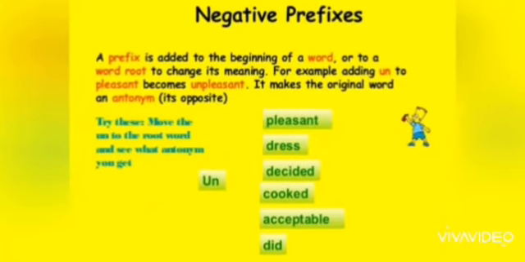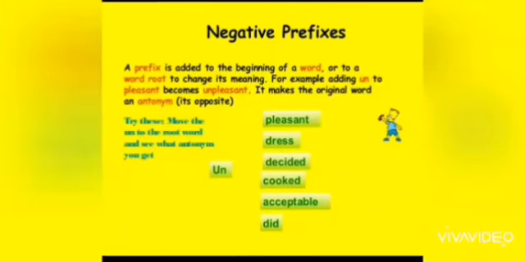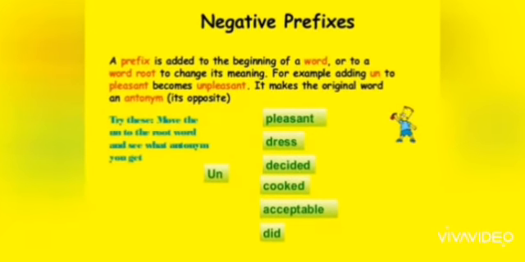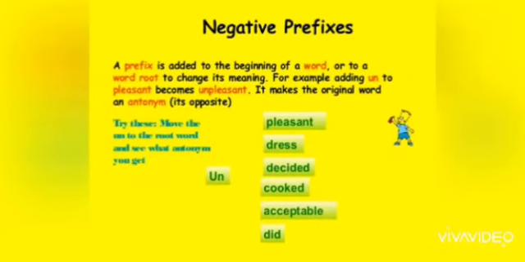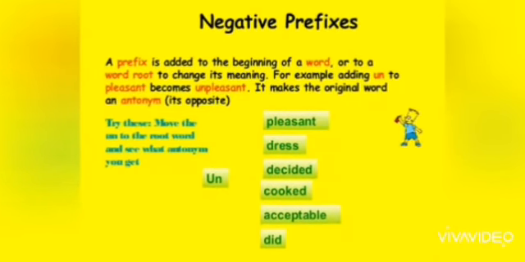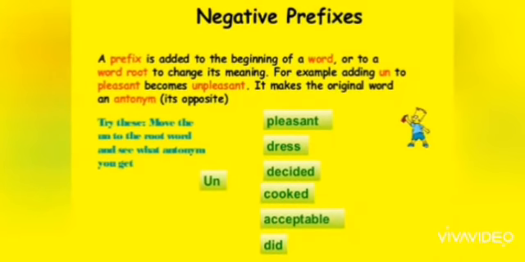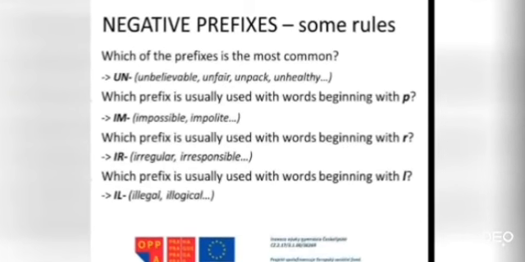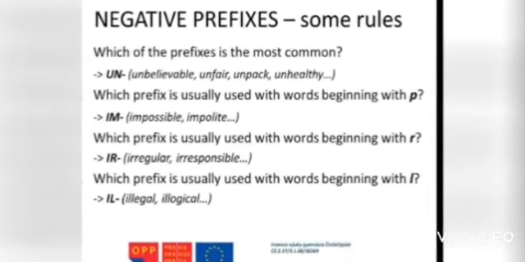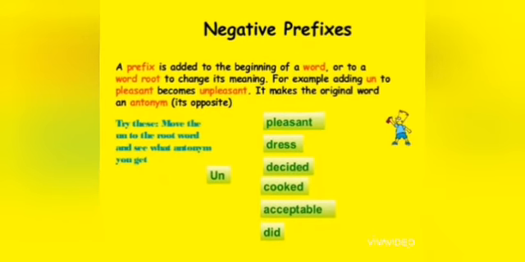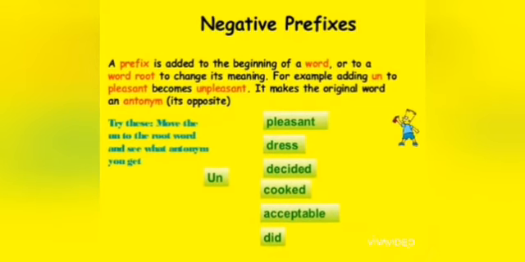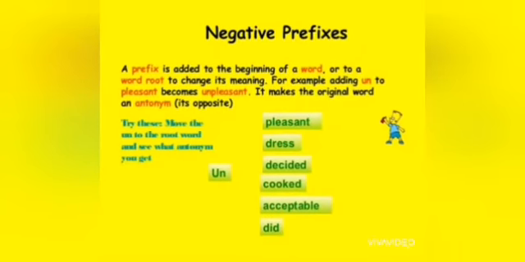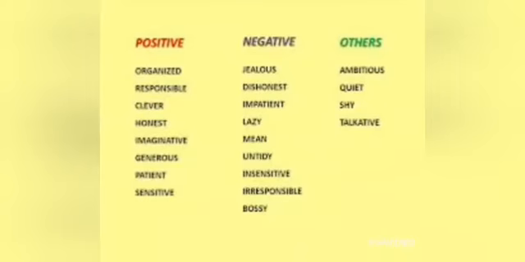Negative prefixes. A prefix is added to the beginning of a word or to a word root that changes its meaning. For example, adding un to pleasant becomes unpleasant. It makes the original word an antonym, its opposite. For example, undid, undressed, unpleasant, undecided. Inexcusable: the prefix in- means the opposite, that it is unable to be excused, not excusable.